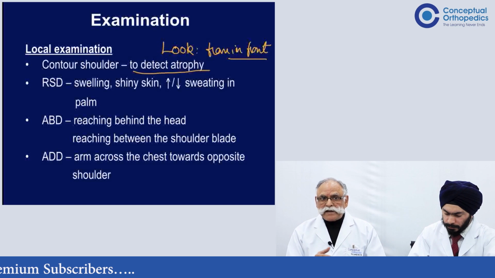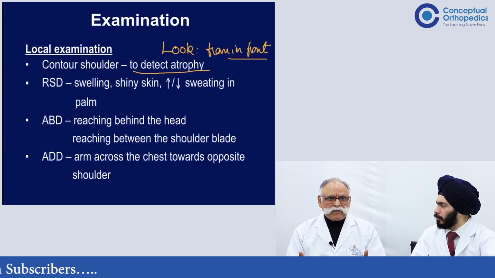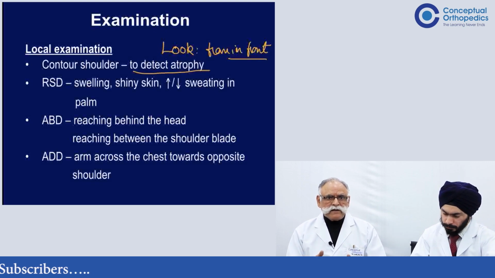In patients where you have atrophy of the shoulder, the contour of the shoulder will be lost, and you may find absolute flattening of the outer border of the shoulder.